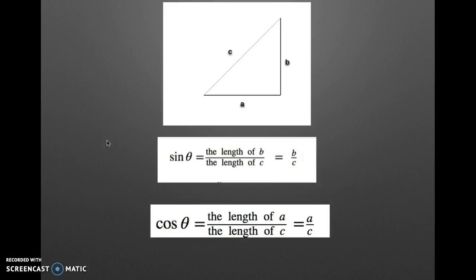Let us first think about the sine of theta. Sine of theta equals the length of B over the length of C, which equals B over C. The length of B, the side opposite, over the length of C, the hypotenuse. Cosine of theta equals the length of A, the side adjacent, over the length of C, the hypotenuse, which equals A over C.